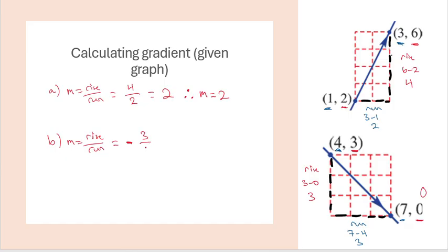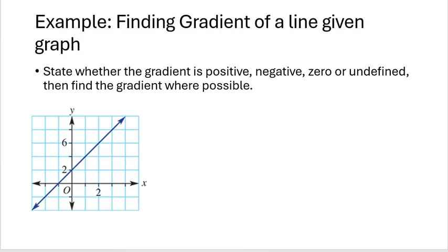So my rise is 3, my run is also 3. And then you just figure out, okay, what's 3 divided by 3? That's negative 1. That means m equals negative 1. Just like that, okay? And these are just some further examples to highlight what we're doing.